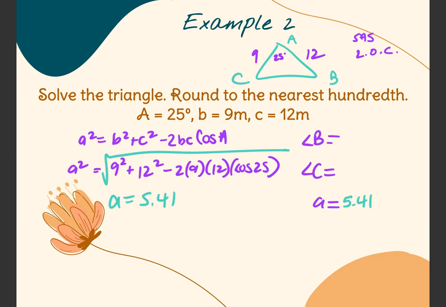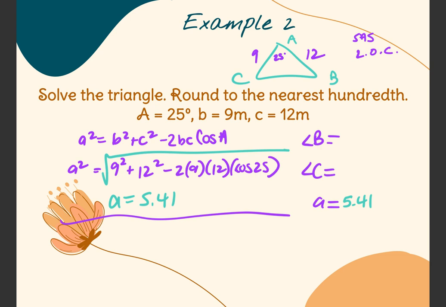All right, now I want to find the other angles. And here I have choices. I either have both A's, so I can switch to law of sines, or I can do law of cosines. I'm going to do law of cosines just so that we can practice it, but right now, honestly, it doesn't matter. You could choose law of sines or law of cosines.